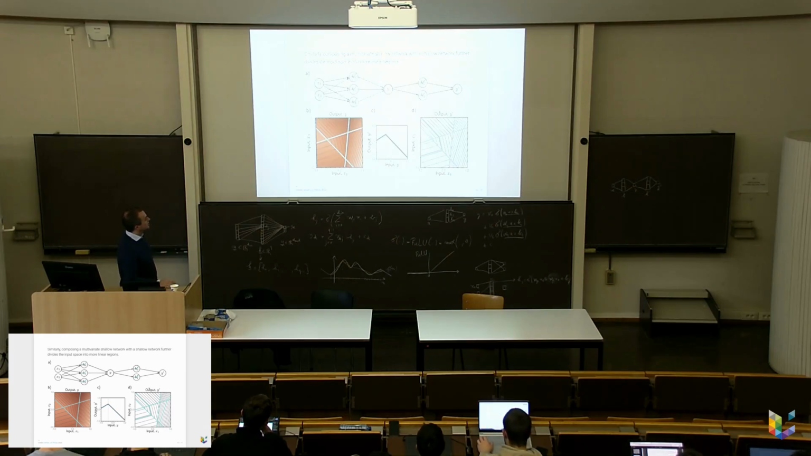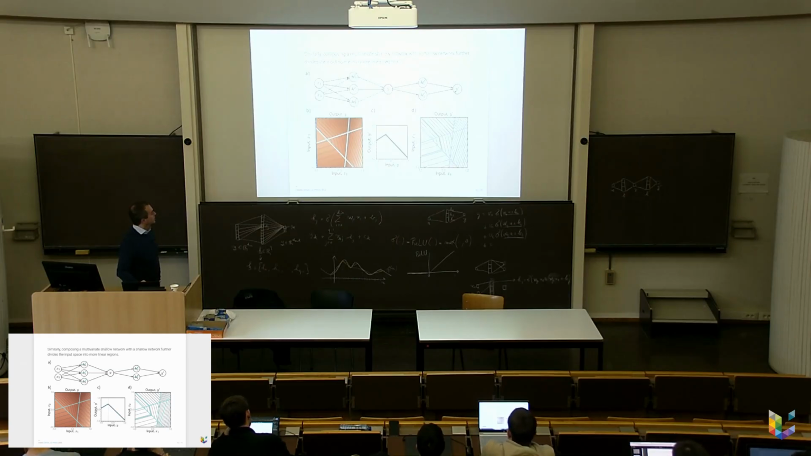So this was the case of one-dimensional inputs. You can also look at what would happen if you start from a two-dimensional input shallow network. So 2 inputs, 3 hidden units, 1 output. And then you compose this neural network with another neural network made, let's say, of 1 hidden layer, 2 hidden units, and 1 output.